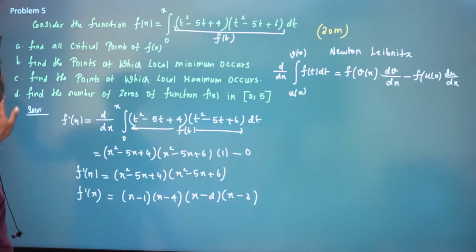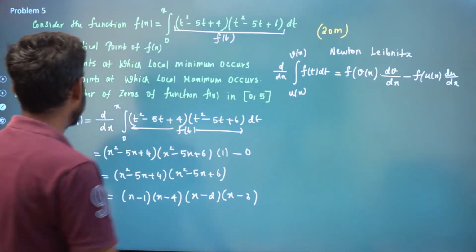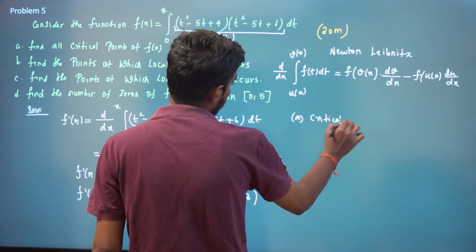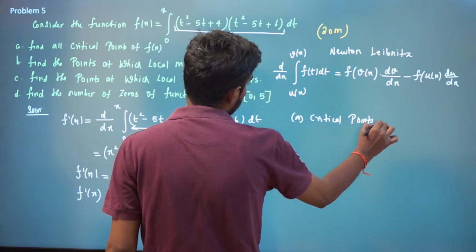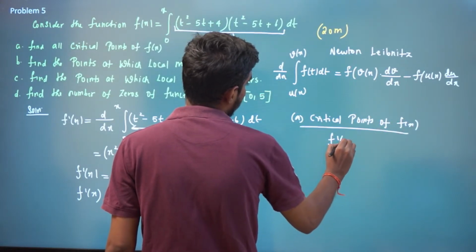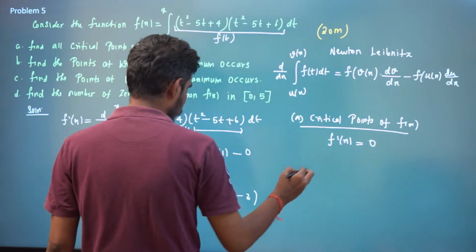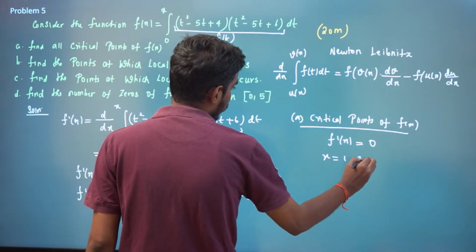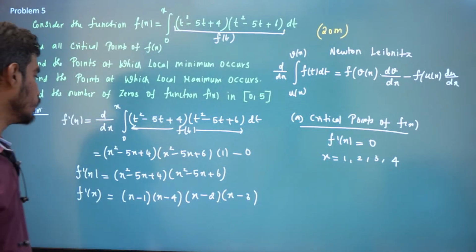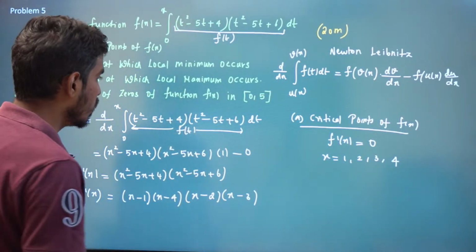Now what we'll do is, we can find the first subdivision. The first subdivision is critical points of f of x. So you equate f dash of x to be equal to 0. So you will have x is equal to 1, 2, 3, 4 are the critical points, right?